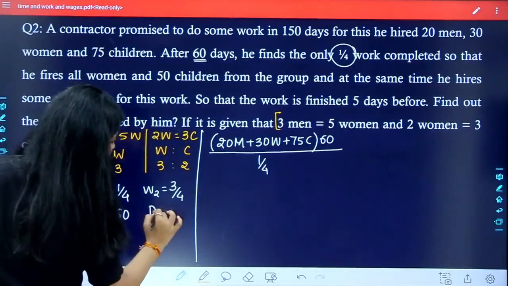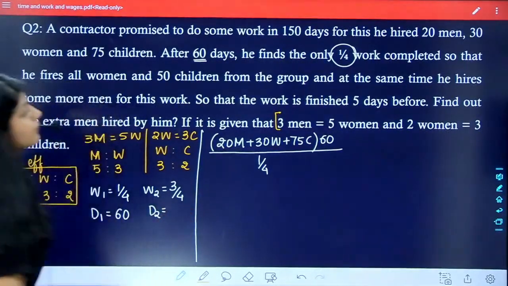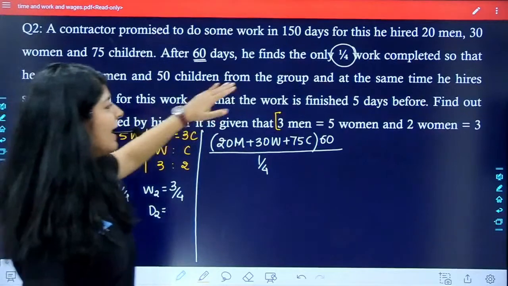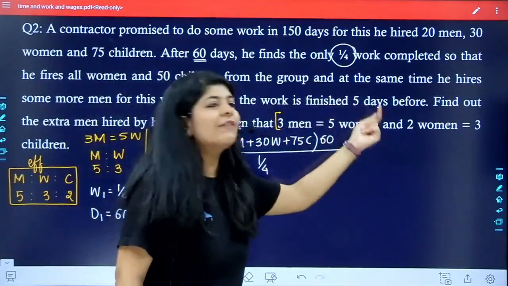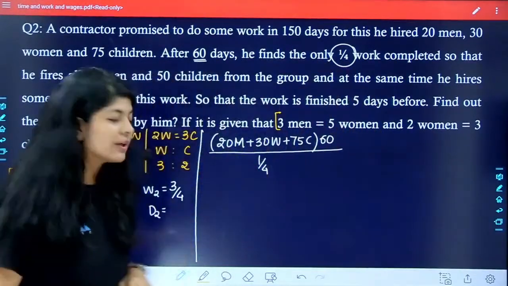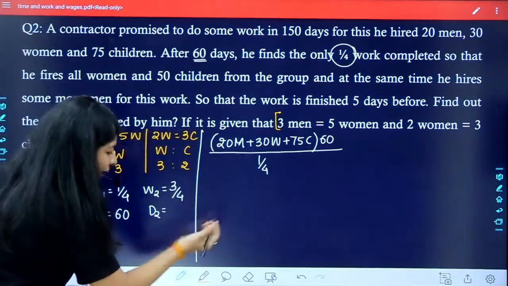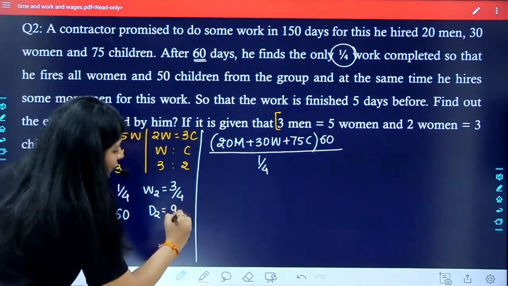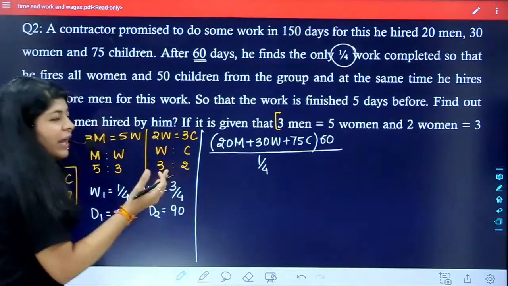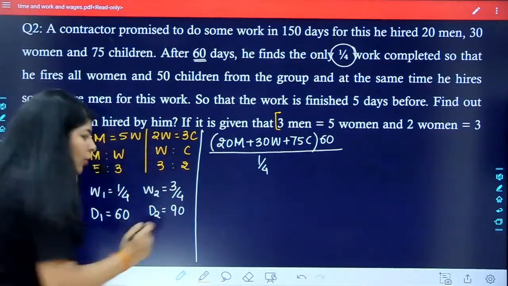So we can say that the value of D2 is, it is given that we have to finish the work 5 days before the actual completion time. So according to the actual completion time, we are left with just 90 days, but we have to complete it 5 days before this.